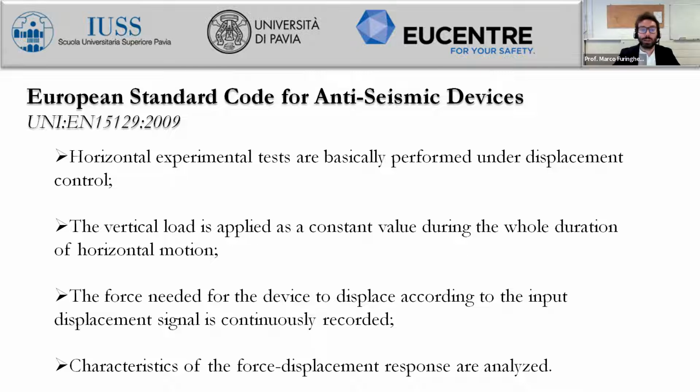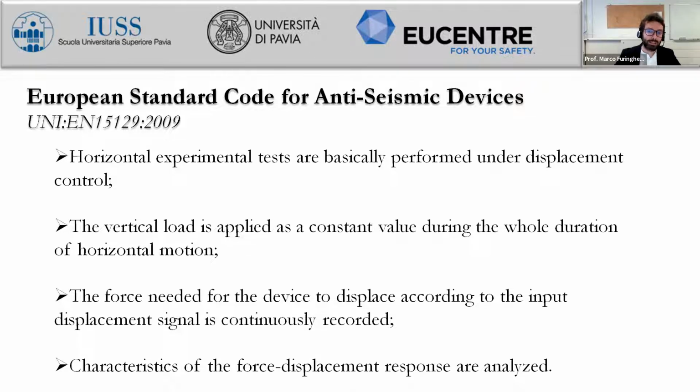So about the experimental tests, there will be horizontal and vertical tests. The horizontal tests are basically performed by considering displacement control. This means that the testing equipment just applies the time series of displacement to the device, and starts to record the force time series which is needed to provide that displacement. Okay, so these are the main results of the testing equipment, together with keeping the vertical load at a constant value during the whole duration of the horizontal motion.